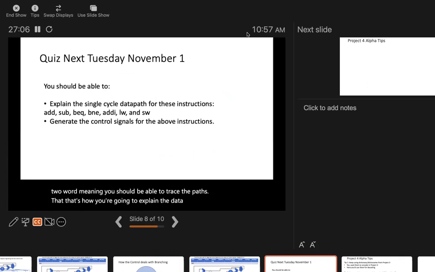That's how you're going to explain the data path. You're going to trace the paths, and then you're going to briefly explain that, hey, RS goes into read register 1, out comes the RS value, RT should go to the write register. This is how the data path is going to work. And you should be able to generate the control signals for the above instructions. Please note these are the only instructions we are covering in project number 4. So if you get a head start on project number 4, you're kind of done with your quiz preparation.